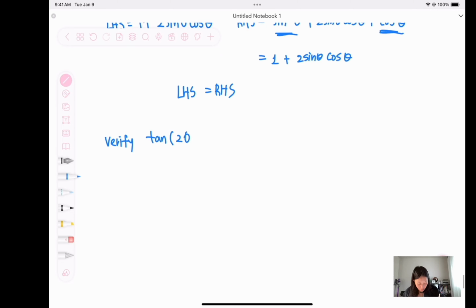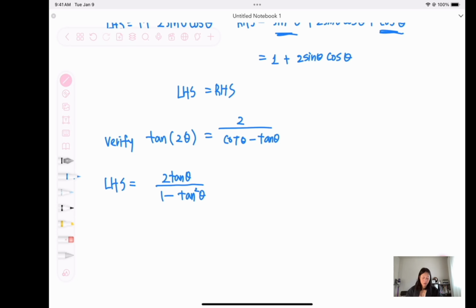Okay, next one is verify tangent 2 theta equals 2 over cotangent theta minus tangent theta. So from the left-hand side, we can use the double angle formula, which is 2 times tangent theta over 1 minus tangent squared theta. And then I got stuck. I don't know what to do.